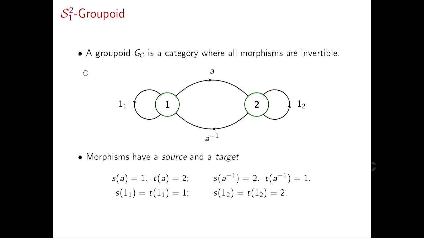So the source of A, for example, is the object 1, and the target of A is 2. And the source of, say, 1, 2, and the target of 1, 2 are the same, and that is 2.